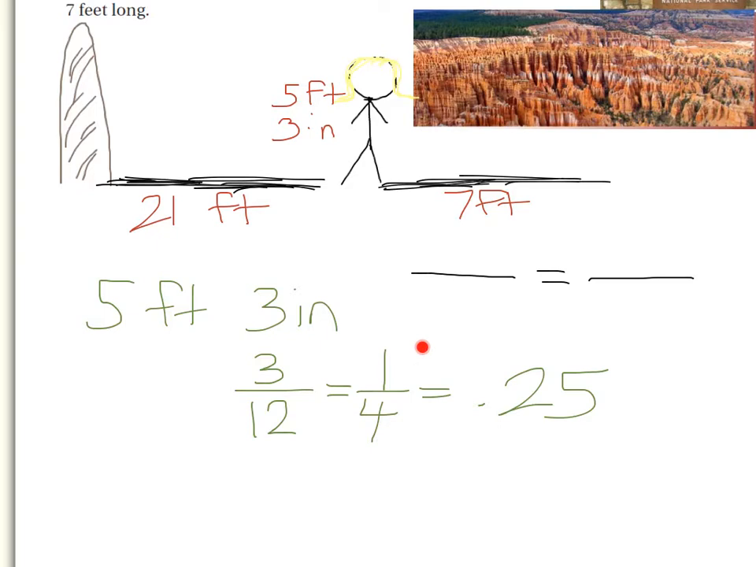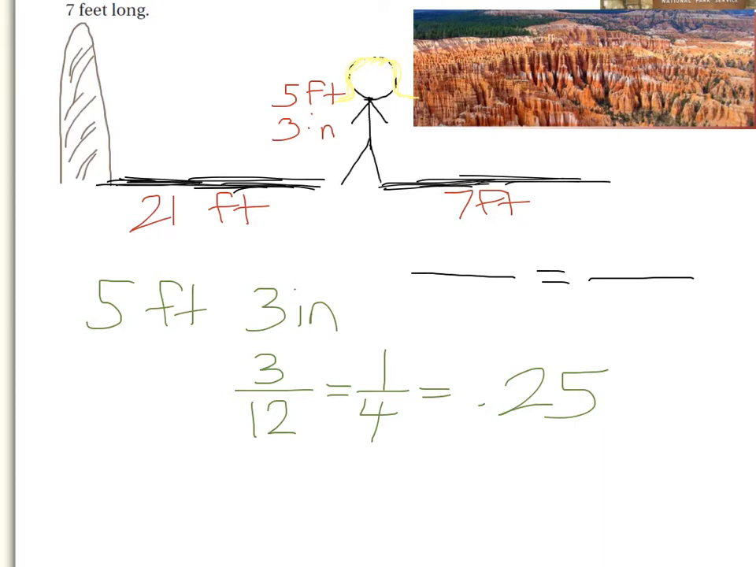In other words, 1/4 of an entire foot, which makes sense because there are 4 three-inch groupings within 1 foot. 3 inches, another 3 inches, another 3 inches, and then a fourth 3 inches make 12 inches, aka 1 foot. Thus we know that 3 of those inches is 1 out of 4, 1/4, in other words 0.25.